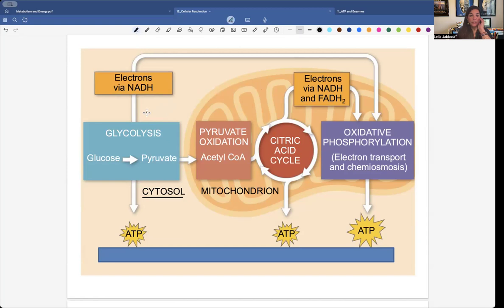Okay, so this was stage 1. This is stage 2. And actually, I'm going to move 2 over here because it includes both of these, pyruvate oxidation and citric acid cycle. And then this is stage 3. Okay, right? You see the big picture?